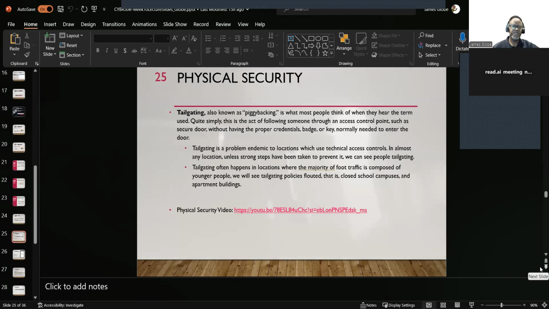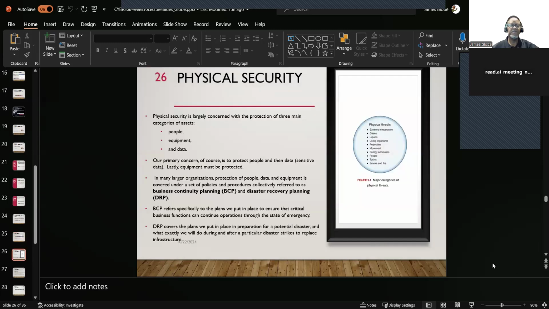Tailgating, this is more into physical security. Make sure you look at this video on physical security. It really goes into tailgating and how it's important not to allow piggybacking to happen in sensitive, secure, or access control areas in your company or anywhere.